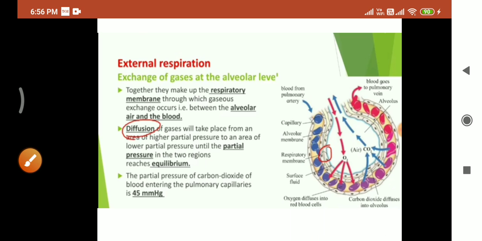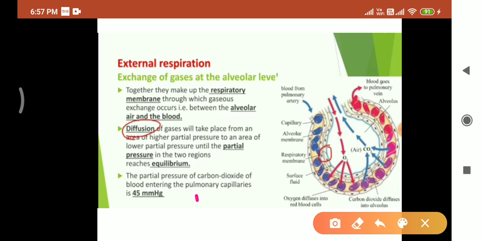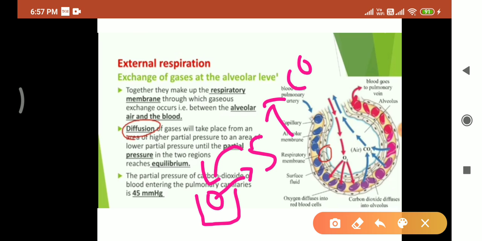So how does this diffusion occur? I hope you know about diffusion and osmosis. In lower classes you studied what osmosis is and what diffusion is. Osmosis, simple concept: if you are taking a beaker and you are putting raisins in it, inside the raisin there is a sugary substance or glucose present. So this is highly concentrated, and when you put it into water, H2O is present.